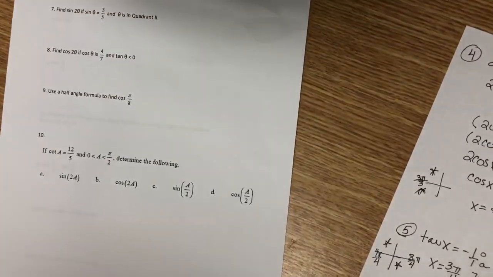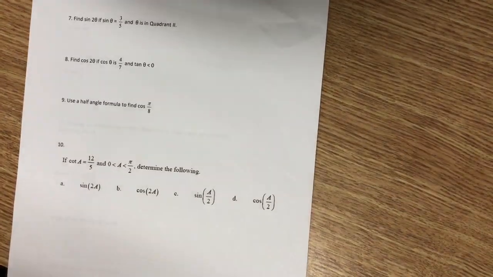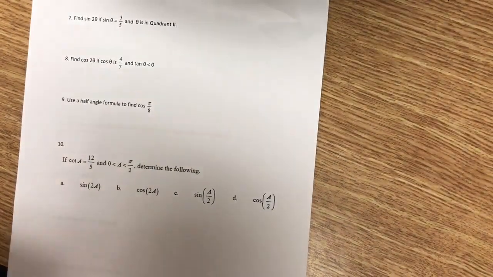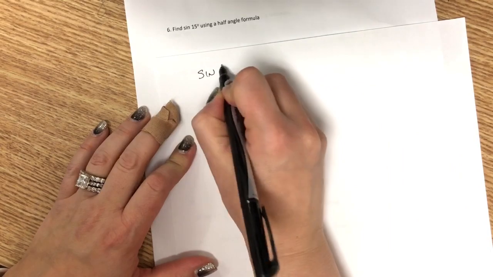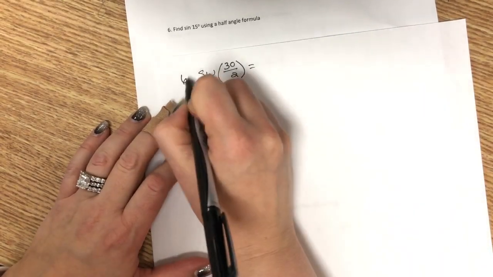All right, that's page 1. Page 2, or page 69 in the packet, page 2 of this review. Find sine of 15 using a half angle formula. So something divided by 2 is 15, and that's 30.